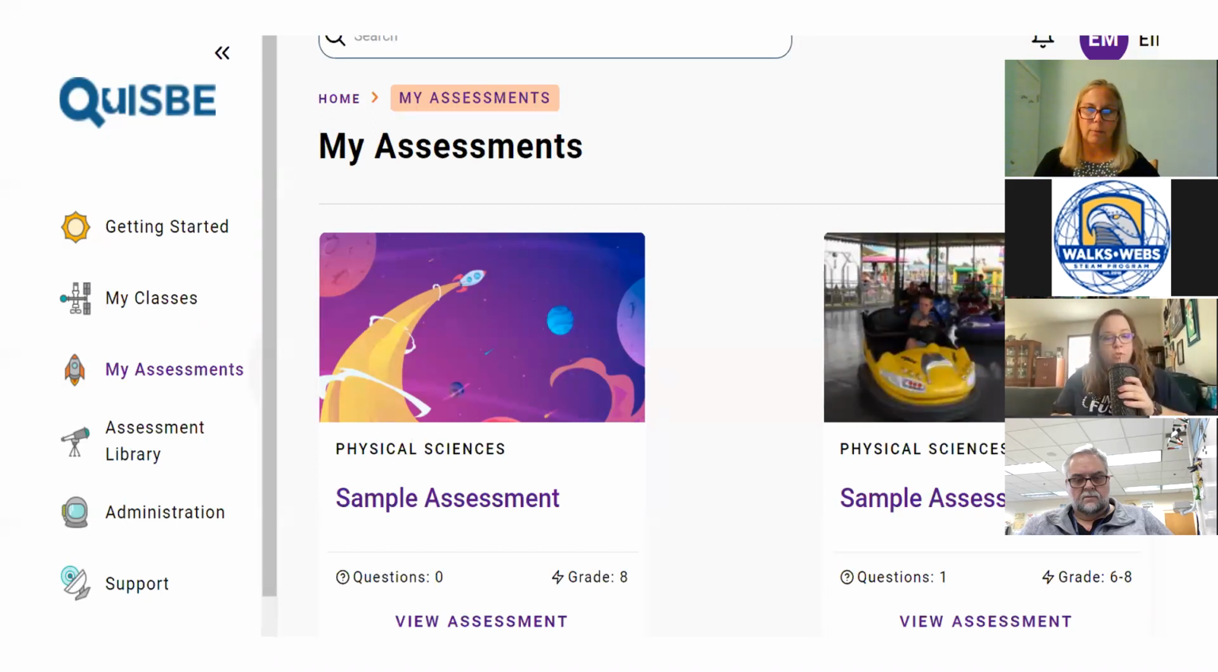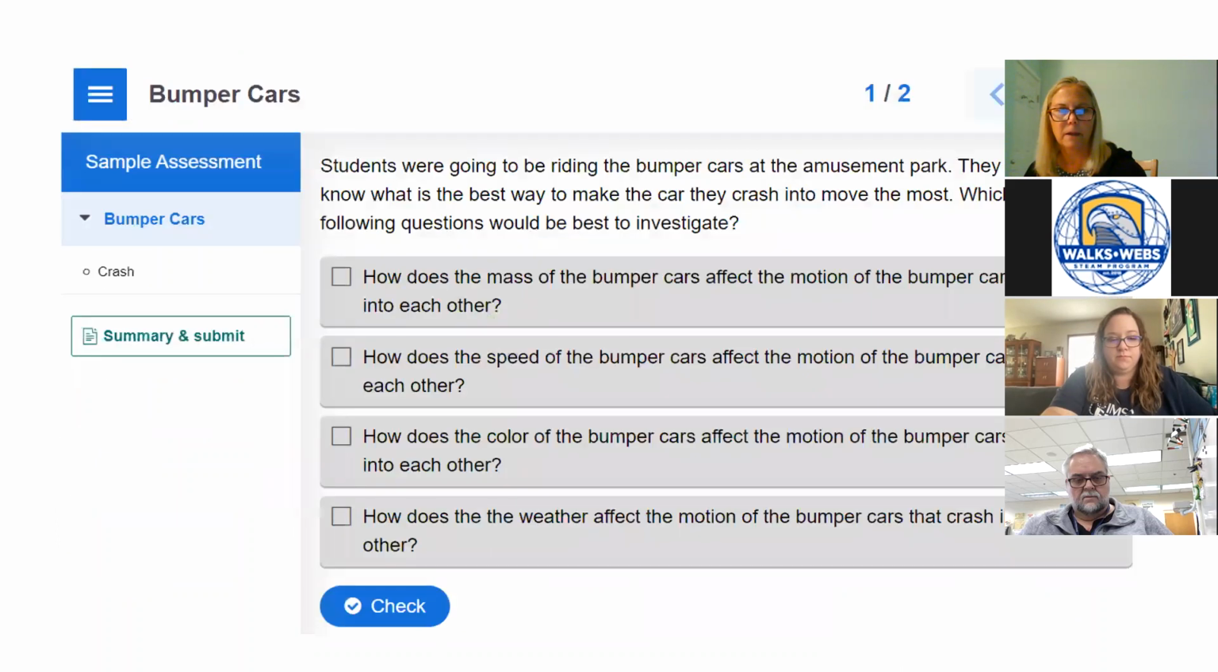So I just threw a couple in here, and the one on the left there that just says physical sciences sample assessment with the little kind of purple, I don't know if that kind of looks like a rocket to me. That's just a generic picture that you'll get. But then on the right-hand side with bumper cars, that's one that I uploaded. So you can do that, as we said before, with images, videos, and things like that. So I picked the bumper car because we're getting into motion and trying to figure out what's going to happen and be able to apply that. So this is just one question.